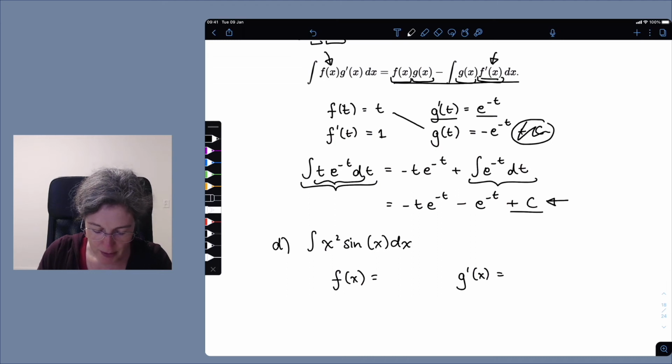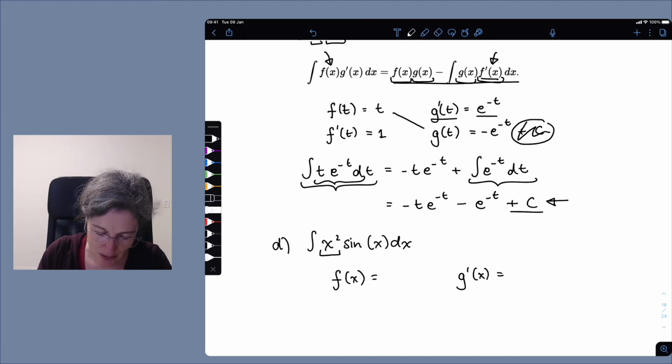Now, from my perspective, I would rather take the derivative of x squared and integrate sine of x. It just seems to work simpler that way. You could try it going the other way, and you'd find that if you're integrating x squared, you'd end up with an x cubed, which you'd then have to integrate again. We don't want that.